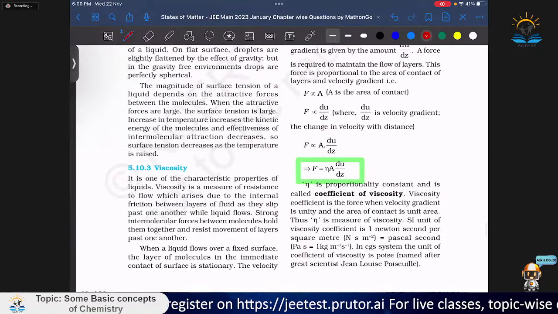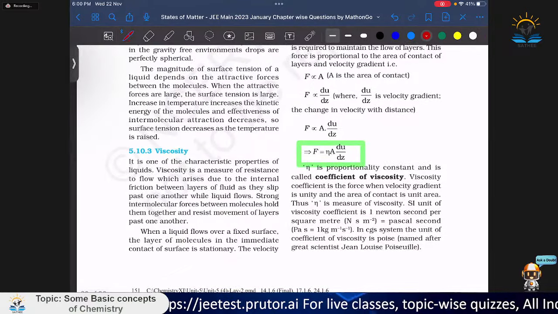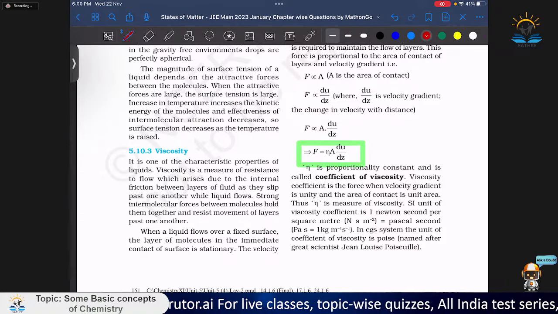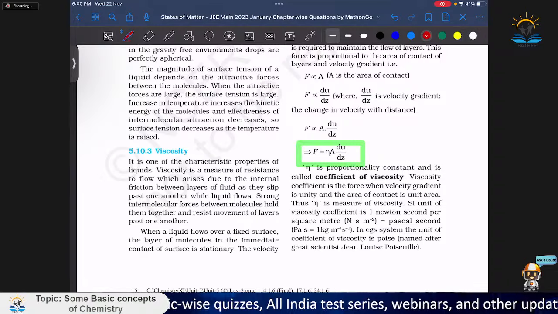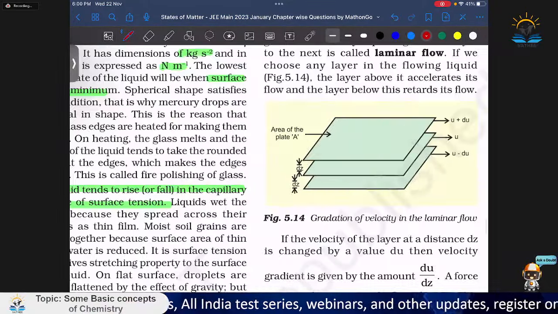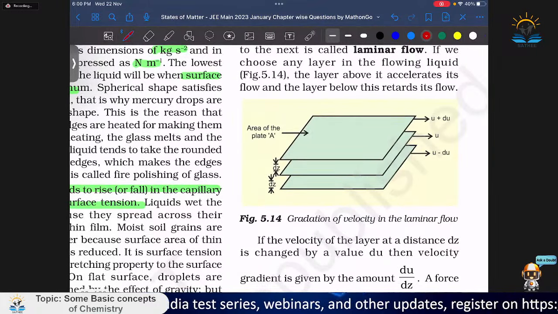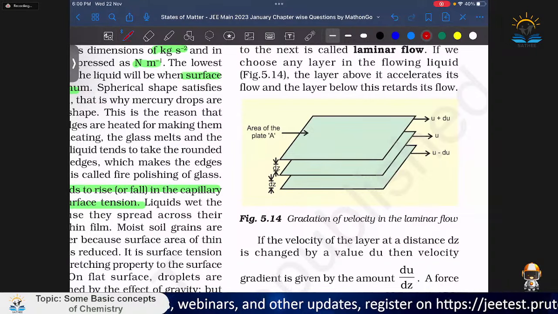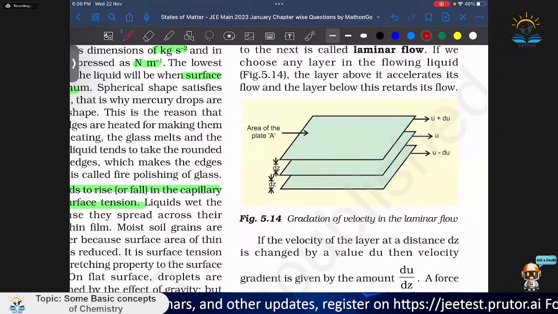So we had seen viscosity. This force of viscosity is η A du/dz. So eta is the coefficient of viscosity, A is the area of contact between the two layers, and du/dz is the velocity gradient or change in velocity with the height. Here we can see du/dz, dz is the small height and du is the small change in velocity. We need this gradient for calculating the force of viscosity.